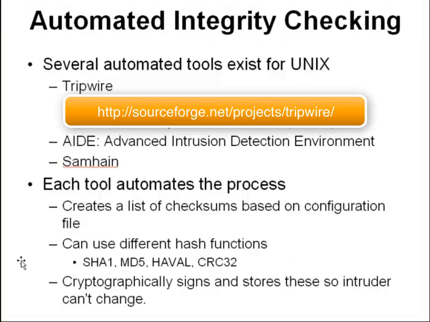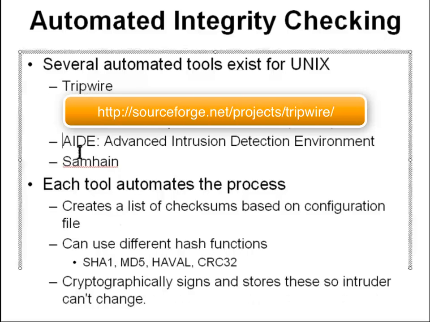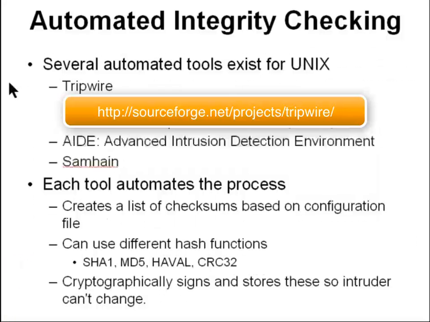Okay, each of these tools automates the process. Now, AIDE and Samhain are only available for Linux and Unix, and Tripwire is available for Linux, Unix, and Windows. These are free, open source. This has two versions: an open source free version and a version that is commercial and off the shelf. So each tool automates the process of checking the integrity of files, and essentially they all do the same thing.